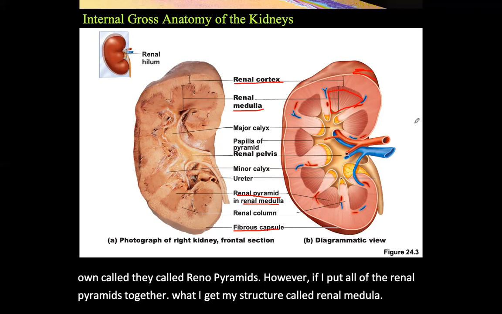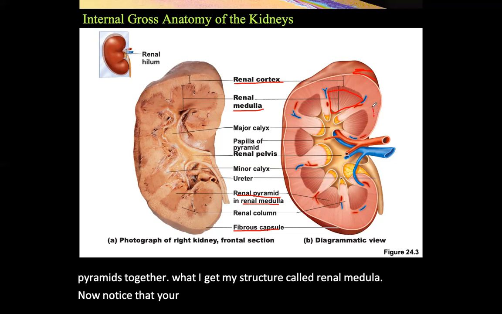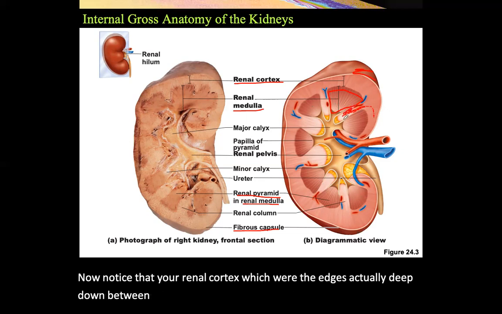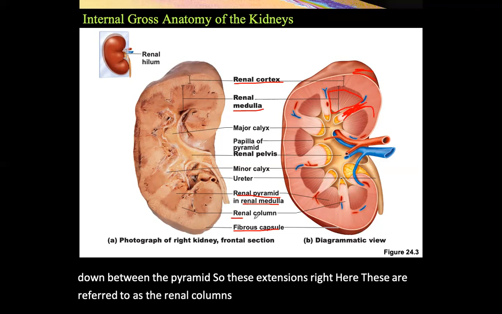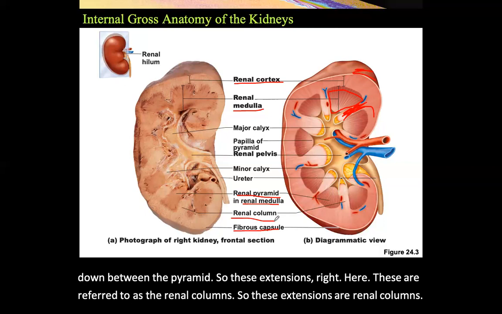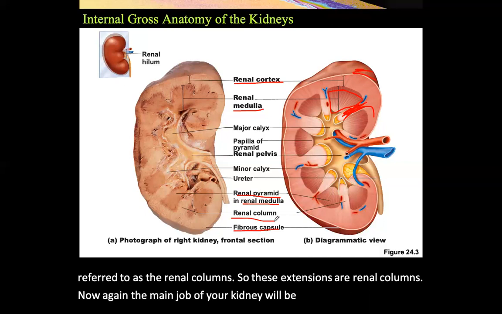Now notice that your renal cortex, which were the edges, actually dips down between the pyramids. So these extensions right here are referred to as the renal columns. Now again, the main job of your kidney will be to produce urine.